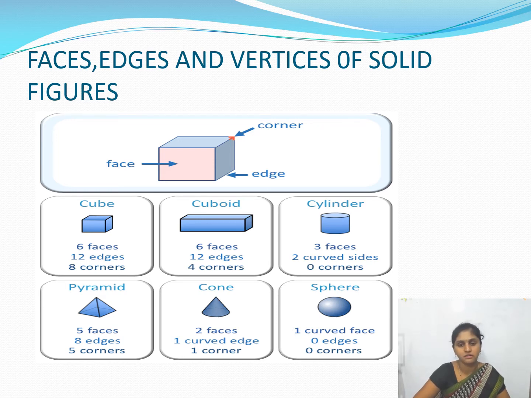cone and sphere. In a cube, how many vertices are there? How many edges? How many faces? See the figure. How many faces does it have? Count: 1, 2, 3, 4, 5 and 6. There are 6 faces. How many edges does it have? 1, 2, 3, 4, 5, 6, 7, 8, 9, 10, 11, 12. It has 12 edges. And how many corners does it have? See here: 1, 2, 3, 4.